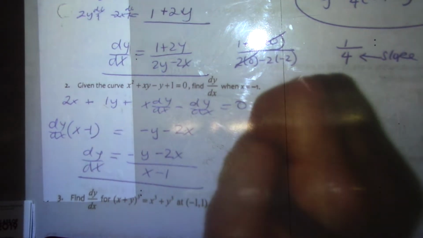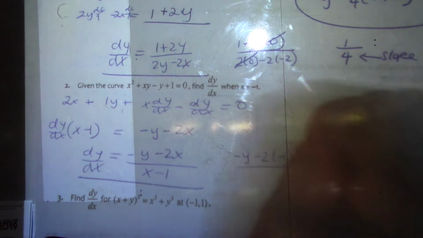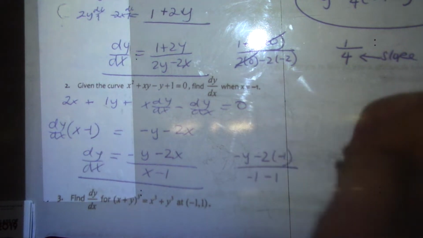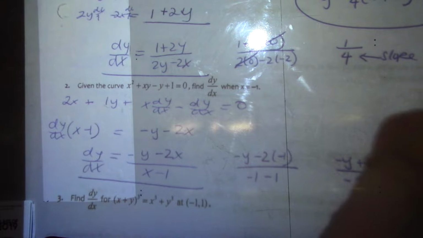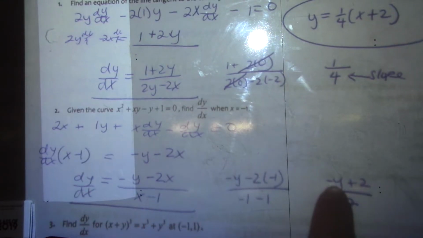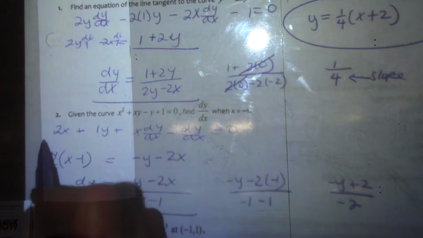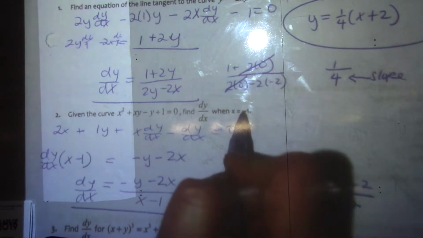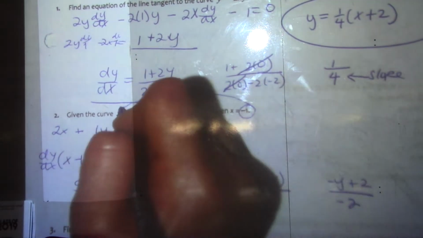So I've got negative y minus 2 times negative 1 over negative 1 minus 1. So that's negative y plus 2 over negative 2. And then I'm not done because I actually need to find what y is. This is not going to help me find that y value that goes with x, so I'm going to need to plug the x value into the original equation.